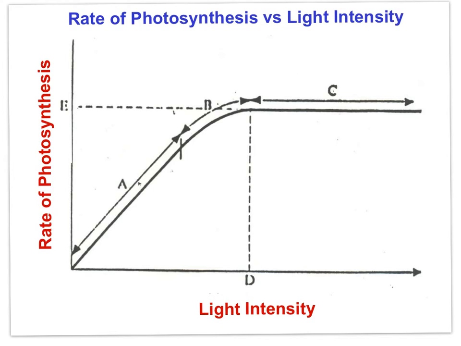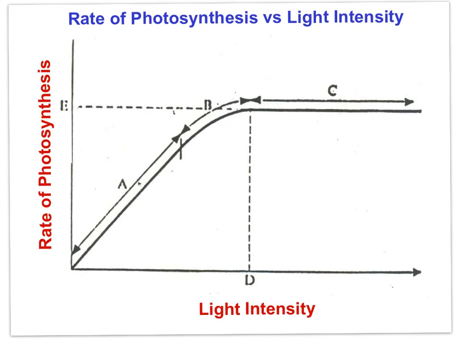So let's move to light intensity. The rate of photosynthesis increases as light increases. More light stimulates greater production of ATP and NADPH, both of which serve to fix carbon dioxide into carbohydrates. But at a particular light intensity, the rate of photosynthesis reaches a maximum.